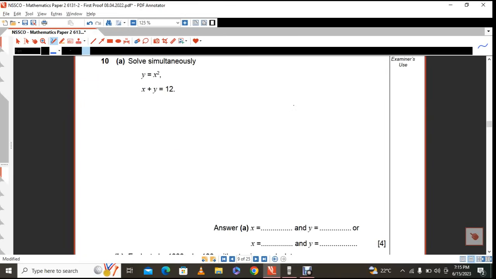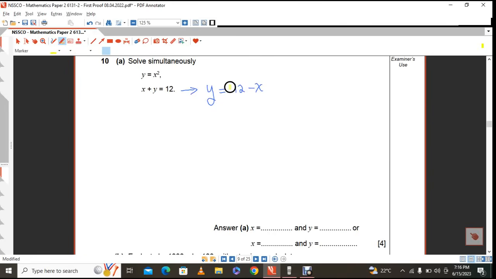Solve the equations simultaneously. Of course, you have to remember that one of these equations is quadratic, y equals x squared. And the other one, obviously, is linear. So what you're going to do is make one of these letters, x or y, the subject of the formula. So if I was to make y the subject of the formula, for example, I say y equals 12 minus x, so that's what happened over here, and everywhere where I have got a y, I'm going to replace that y by this 12 minus x. I'm going to take this answer that I have here, that represents y, and replace it in the other equation.